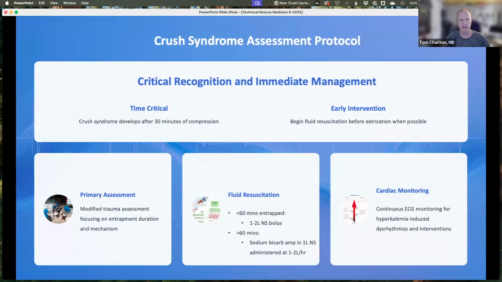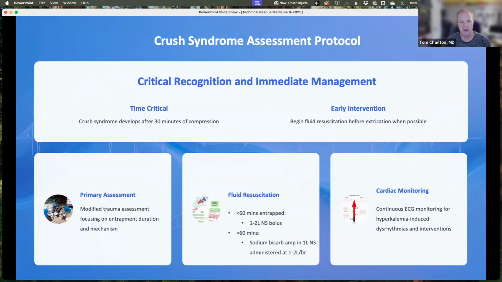So it's really critical that we recognize that crush injury syndrome is potentially in the differential whenever we've had somebody who is compressed for 30 minutes or more. And when we're able to, we need to begin rapid fluid resuscitation. That improves outcomes significantly.